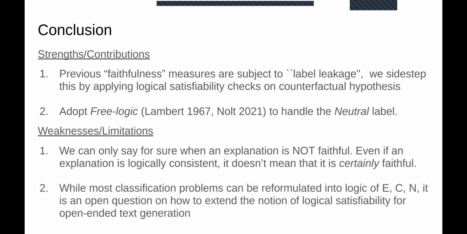The second weakness is that while most classification problems can be reformulated into true, false, neutral, or entailment, contradiction, neutral, it is an open question of how to extend this notion of satisfiability for open-ended text generation. So essentially, we relied on being able to derive a logically correct label, but you can't always do that if the task is generative, like machine translation or summarization. So there is no correct explanation for why a model generates a particular summary.